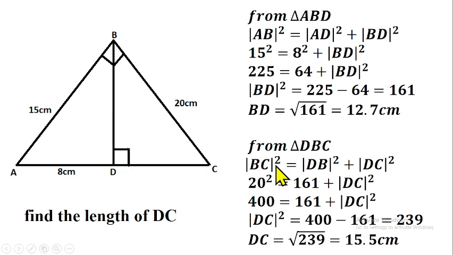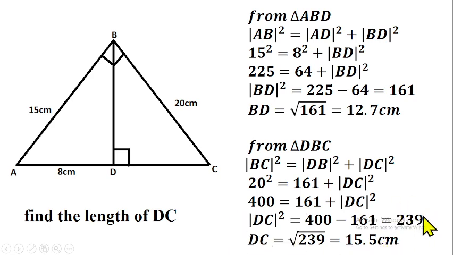So BC is 20. That means you have 20 squared equals BD squared, which is 161, plus DC squared, which is what you are looking for. 20 squared is 400, equals 161 plus DC squared. Collect like terms. Make DC squared the subject of the formula. That means you take this one to this side. So we have DC squared equals 400 minus 161. That gives us 139.